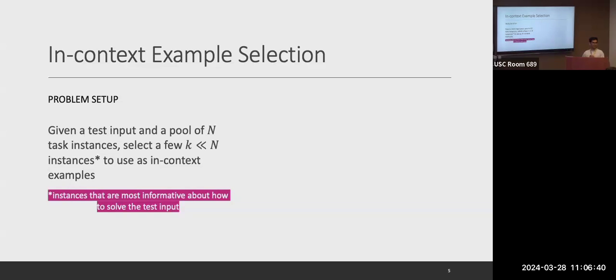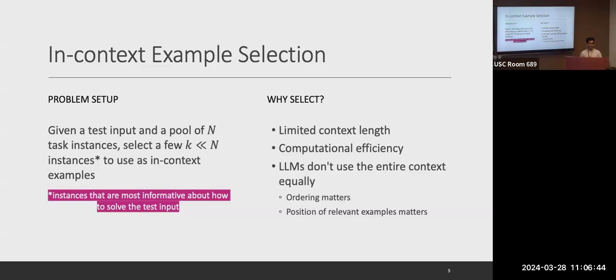Now, before we go into how you could approach this problem, you might ask why do you even want to select? For one, there are limited context lengths of these LLMs. You cannot put infinitely many examples. But these days, we also have really long context length LLMs. And even then, you would want to select a few for computational efficiency, and also because LLMs are known not to use their entire context equally. So position, ordering, everything matters.